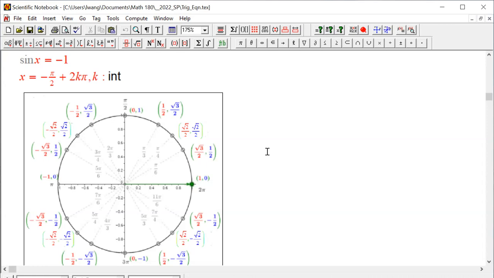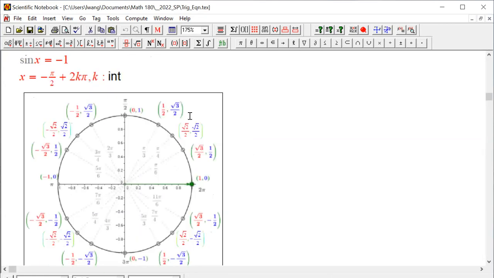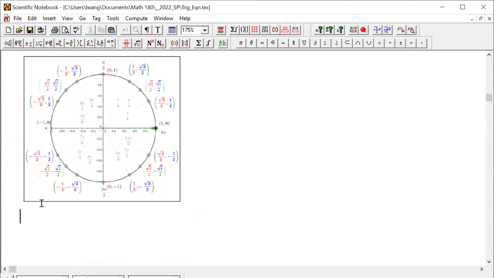K is integer. Okay, but how about the other one, for u equals 2? What happened for u equals 2? That means sine x equals 2. What are the solutions to this simple trig equation?